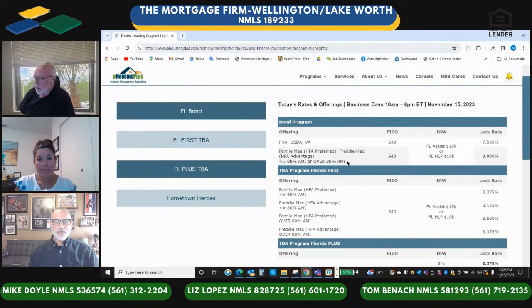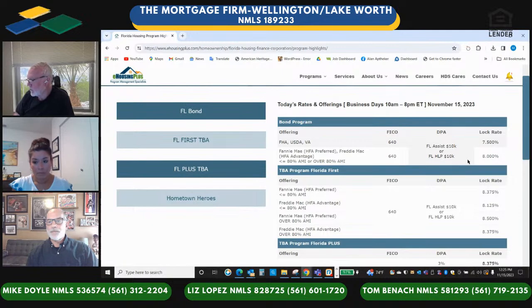The top one that Tom was talking about is the bond program. That's a great program, and that's household income, so we look at everybody's household income, and that'll give you $10,000. That's not tied so much to the funding of the Hometown Heroes. And on that one you can see the 7.5. They're priced out pretty well for FHA and VA, actually better than the Hometown Heroes is today. The Fannie is always a little bit higher, but it's not too bad. And they give you $10,000.